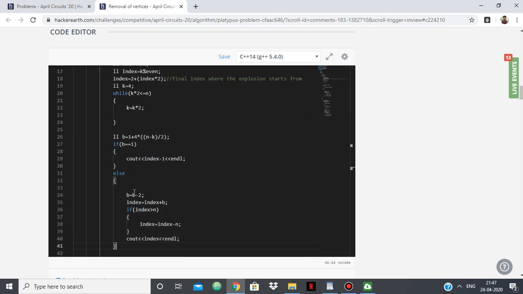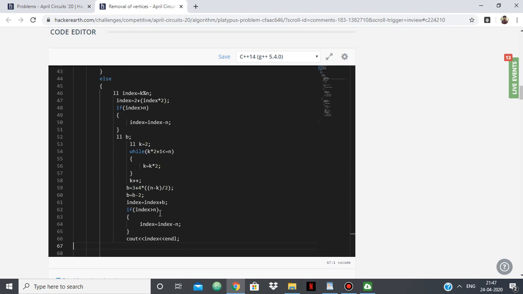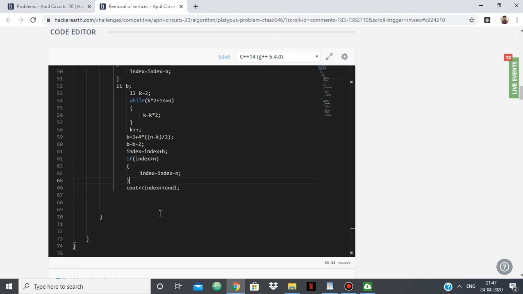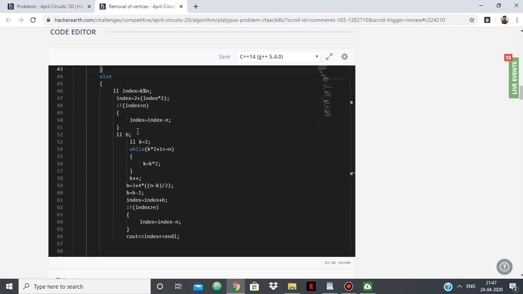And for b, I'm doing b is equal to b minus 2, and I'm doing b is equal to 1, because if b is equal to 1, then b minus 2 will be 1, then simply it will be index minus 1. The same thing. So b is equal to b minus 2, index is equal to index plus b, because this is the difference, and add the difference to the index, you get the answer. Same thing for the odd.